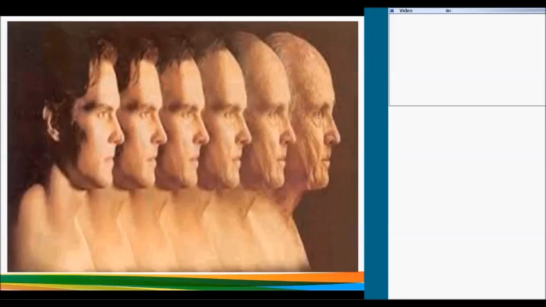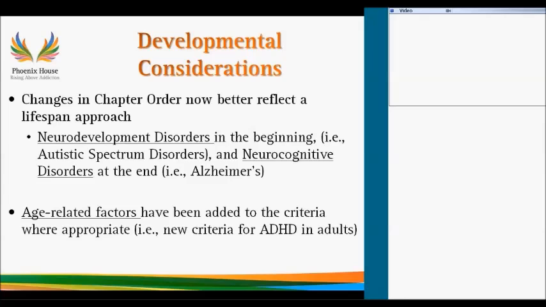I have this slide up here just as a visual stimuli to show that the structure of the manual is actually set up developmentally. There is no longer a chapter titled Disorders Related to Infancy and Childhood. Now the DSM has structured the chapter order based on diagnoses that are most likely to occur early on in chronological age, and then therefore the end of the book also follows suit.